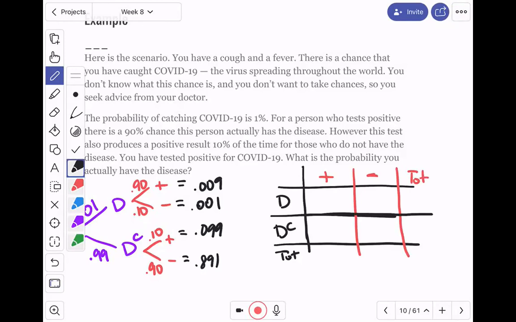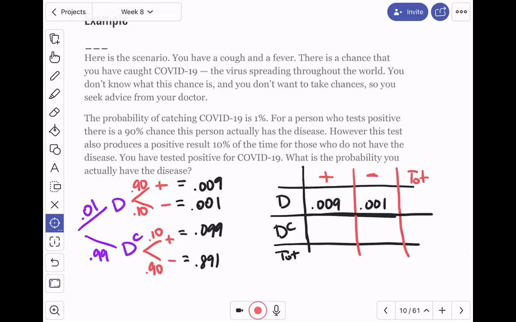What percent of people have the disease and test? So in this first box right here, they have the disease and they test positive. What's that going to be? 0.009. This next box, they have the disease and they test negative. What's that going to be? 0.001.